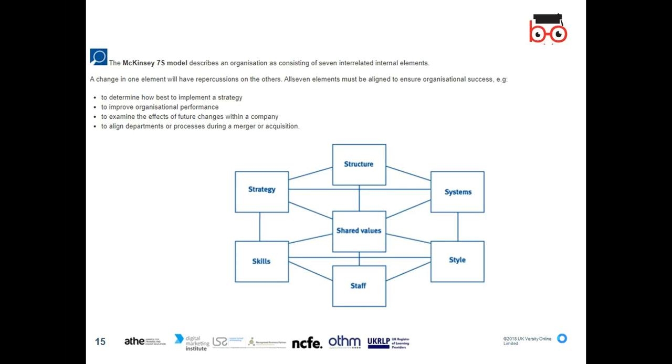Okay, next we're looking at the model called the McKinsey 7S. According to this model, you need to focus on 7S to improve quality. You need structure in the organization, and you need systems in place in the organization.